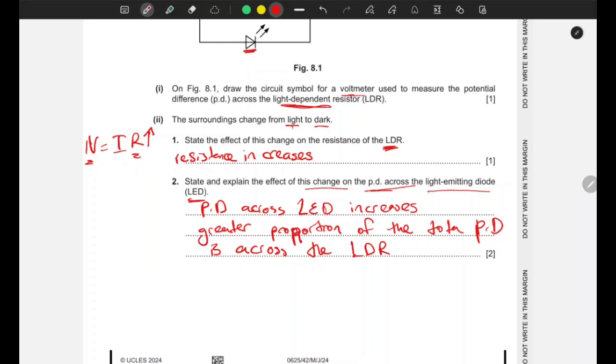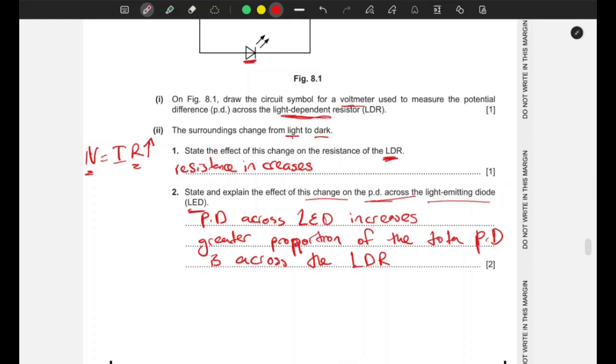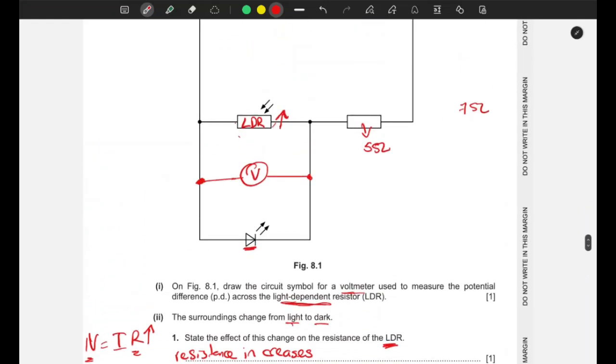So I hope I've made this clear, but I'll explain again. The LDR has initially, let's say, 2 ohms. So this is producing 2 ohms. This is producing 5 ohms. So this part has greater potential difference, so it has greater PD, because it's contributing more. It has more resistance.